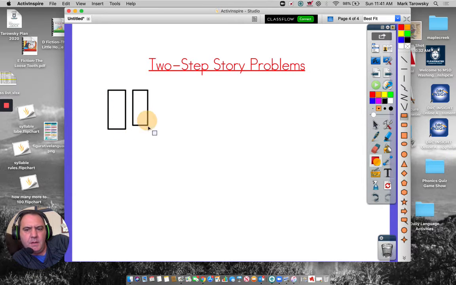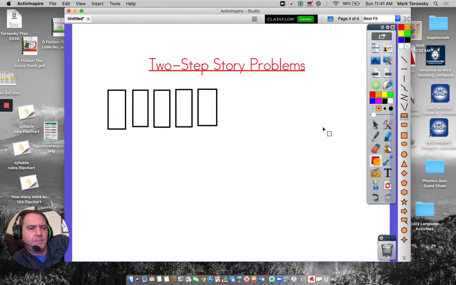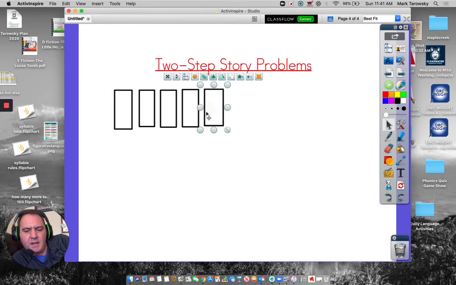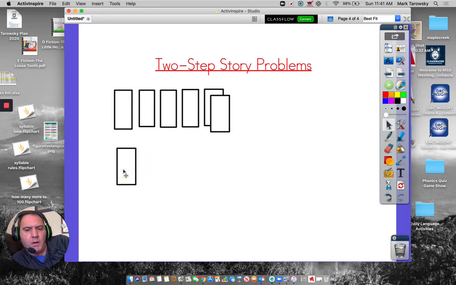1, 2, 3, 4, and 5. Okay. And then let's imagine I'm just going to copy and paste these. It'll be quicker. So on the first trip to the store, we bought 5 candy bars. On the next trip to the store, we bought, we'll say 4 candy bars. So there is our 4 candy bars.